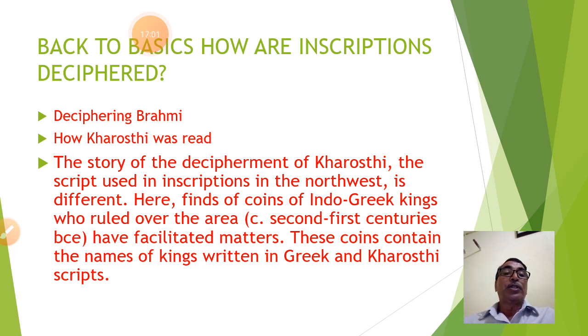Now, in order to decipher Kharoshti, the historians found the coins of Indo-Greek kings, and they compared the coins with the letters inscribed on the pillars and rocks, dated about the first centuries BCE. In this way they compared these coins containing the names of kings in Greek and Kharoshti scripts.